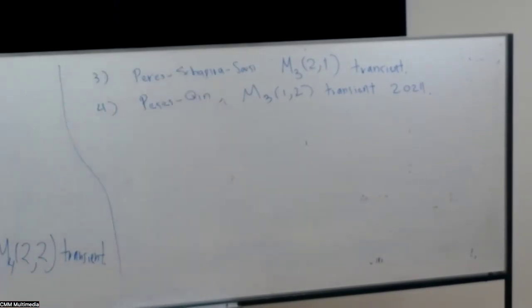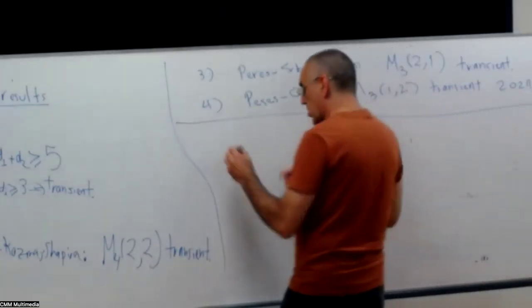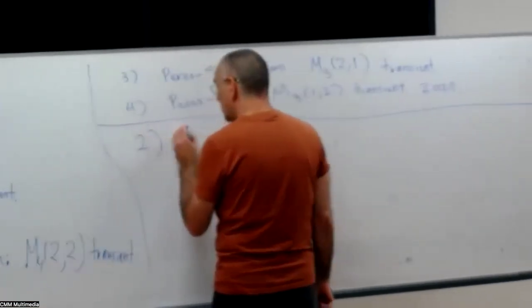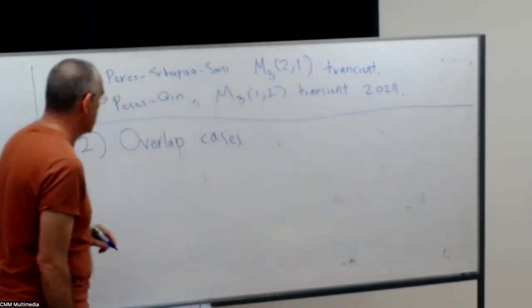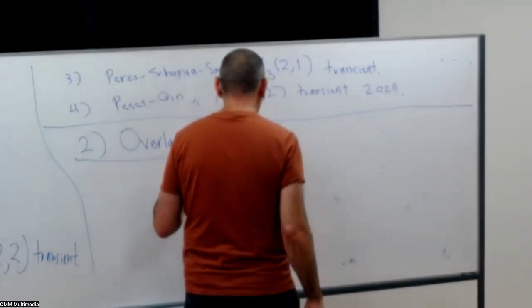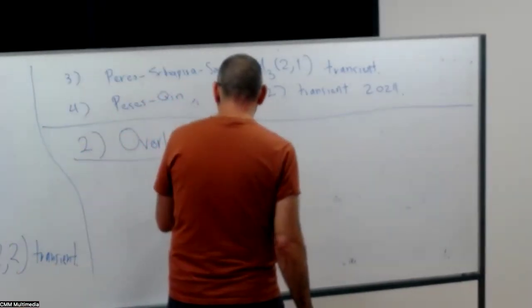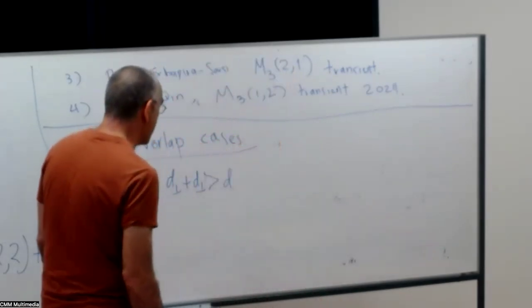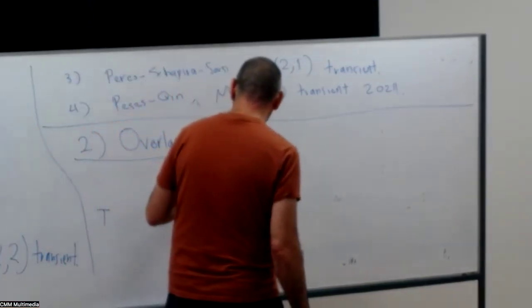I want to talk about the fact that I will have this comment. There is what I would call the overlap cases. They are not necessarily trivial. So this means that you could consider the case where D1 plus D2 is larger than or equal to D. Right. D1 plus D2.